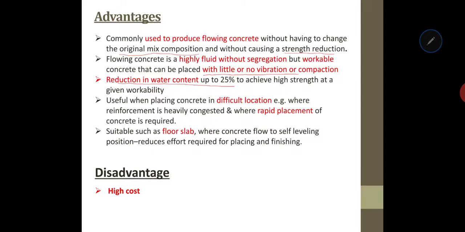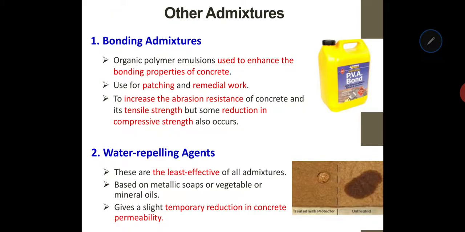You know, a slab is a very huge area, right? So when you place the concrete, it requires time to level everything. So with this kind of admixture, it will ease the work of leveling. Of course, a good material always comes with disadvantages, and the disadvantage of this admixture is high cost. Okay, this is not the only admixture that you can have in the market.